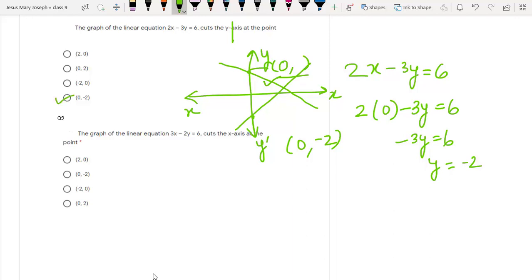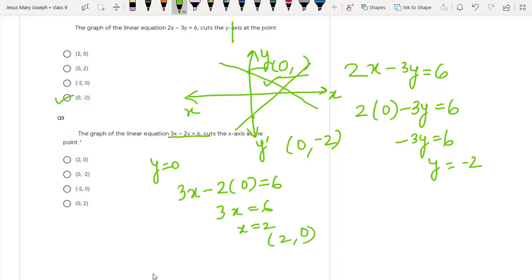Similarly, the next question is, this equation is cutting the x-axis at. So this time we all know on the x-axis what is always 0? Y is 0. So put y equal to 0 in the equation. This gives 3x equal to 6 or x equal to 2. So x is 2, y is 0, the answer is (2, 0), which is the first option. Got it?